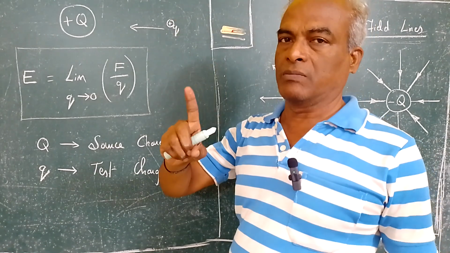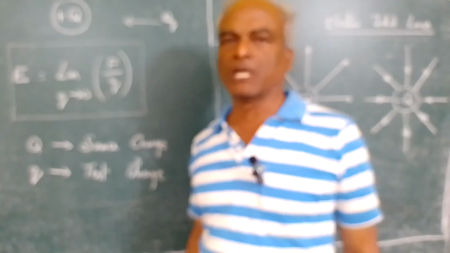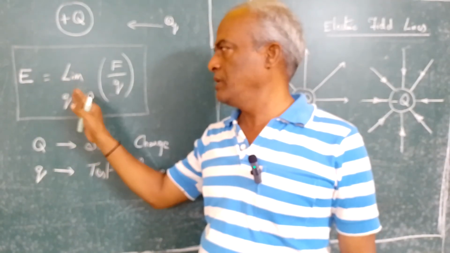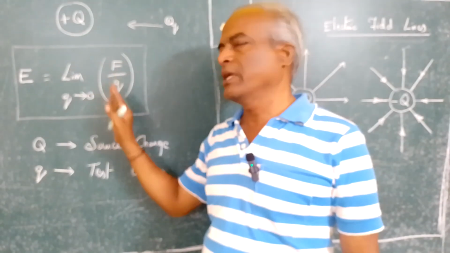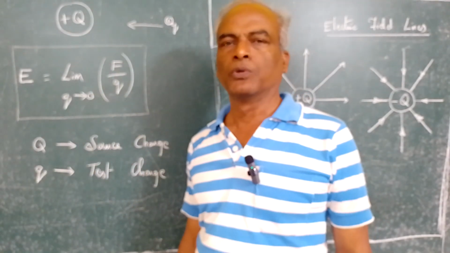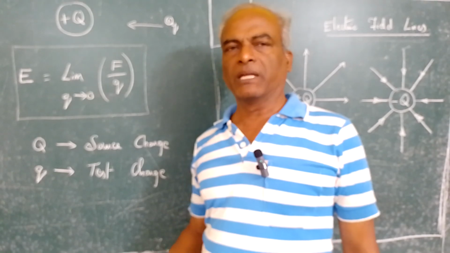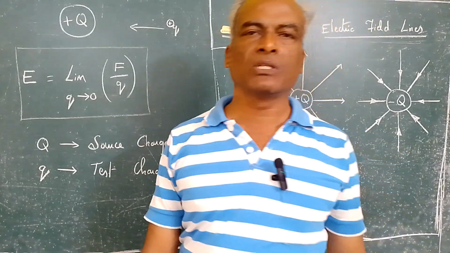Only one thing you have to remember, it is highly negligible compared to the source charge. That's why we write electric field is equal to limit q tends to 0 F by q. But as it is, F by q has a definite value. Hope you have understood this question. This has been asked in the Delhi CBSE board question paper 2012.